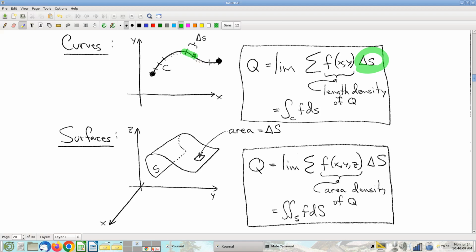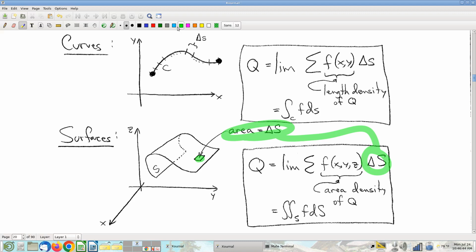So, likewise, if you have a surface, I've got this weird surface that's bent around, like a piece of paper that's twisted and bent in this weird way. And maybe I want to measure how much mass is on that thing, or what have you. Well, I'm going to break it up into little pieces. Each little piece has an area. It doesn't have a volume. We're in 3 dimensions, but it's a surface. It doesn't have volume. It has area.